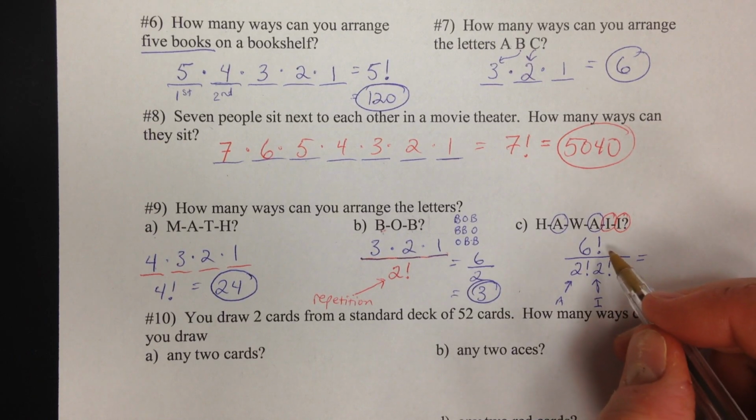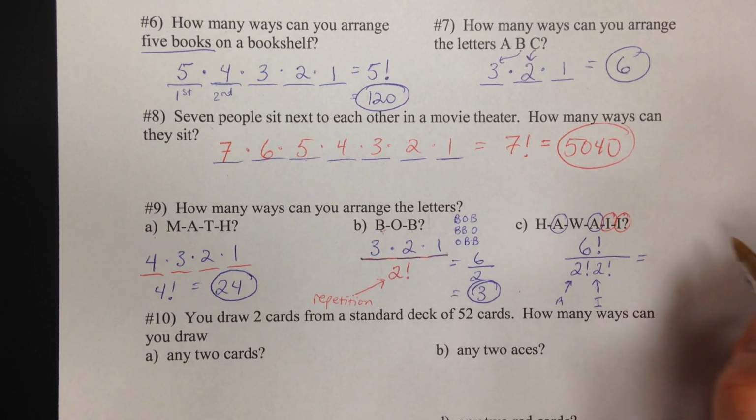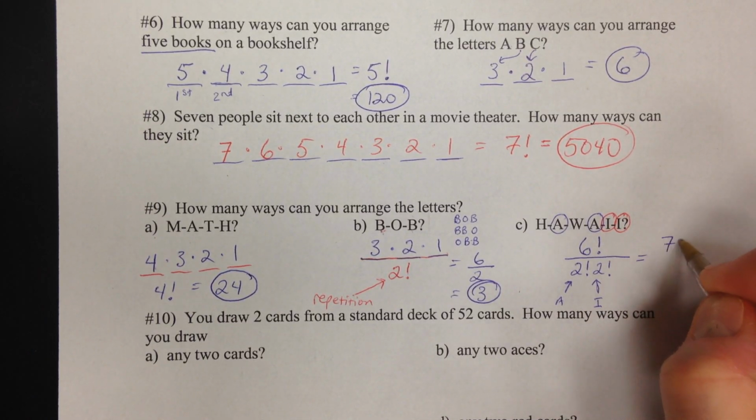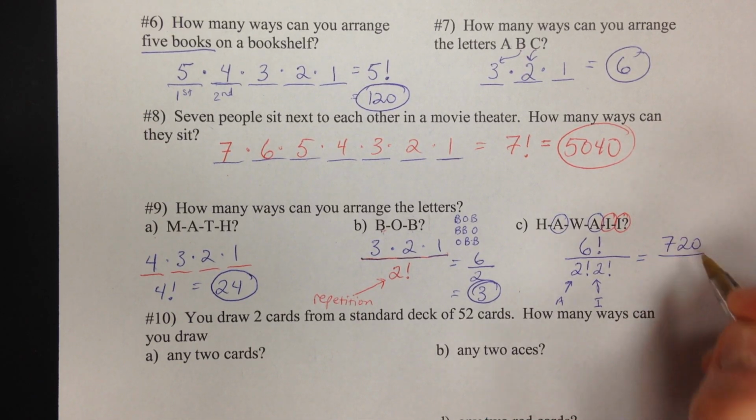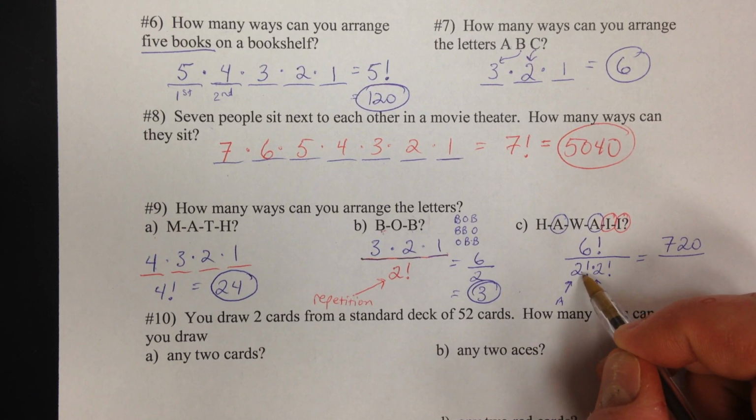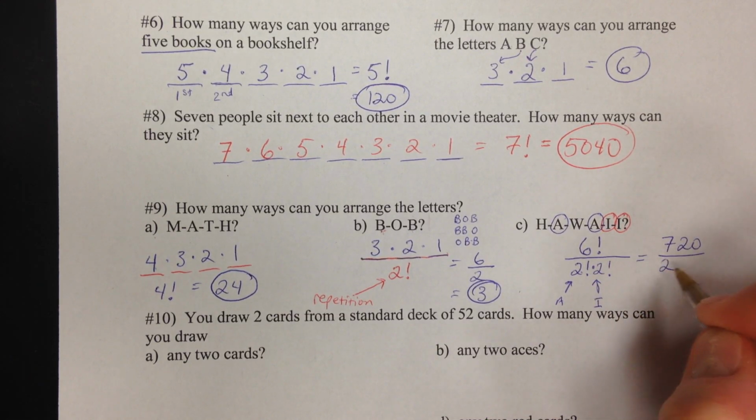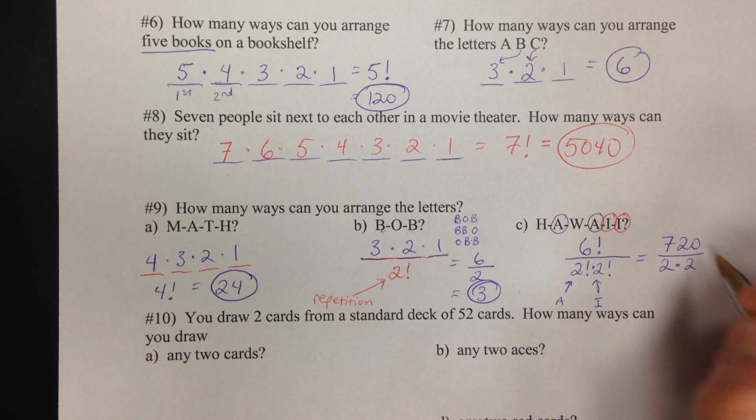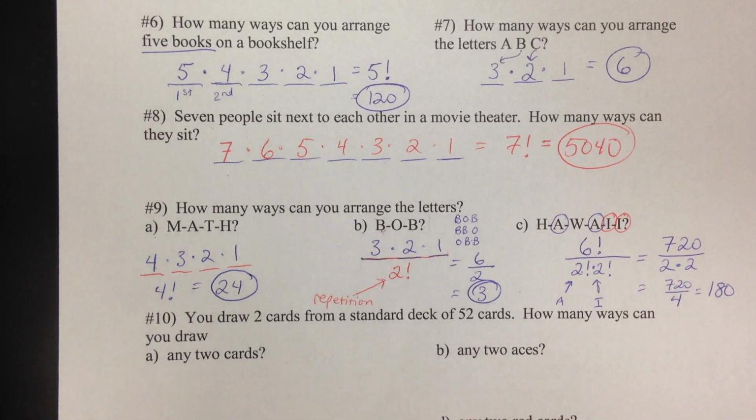Okay, so 6 factorial is 720, if you calculate that. Now this is 2 factorial times 2 factorial. 2 times 1 is 2. So 2 factorial is 2, and then I'm going to multiply by that again, and we get 720 divided by 4, which is 180.